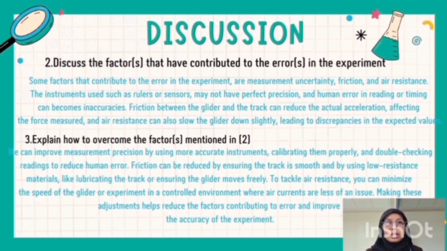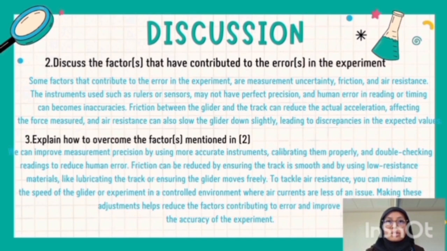Third, explain how to overcome the factors mentioned in question 2. We can improve measurement precision by using more accurate instruments, calibrating them properly, and double-checking readings to reduce human error. Friction can be reduced by ensuring the track is smooth and by using low resistance materials, like lubricating the track or ensuring the glider moves freely.